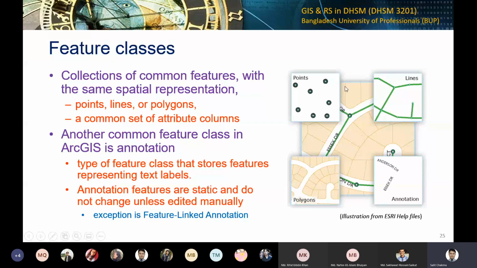Okay, so each class can contain only one type of feature, be that point, line, polygon, or annotation. And they could have some common set of attribute columns, etc. Have a look.